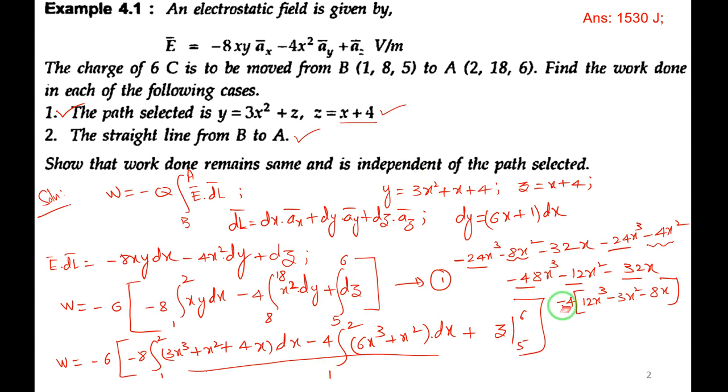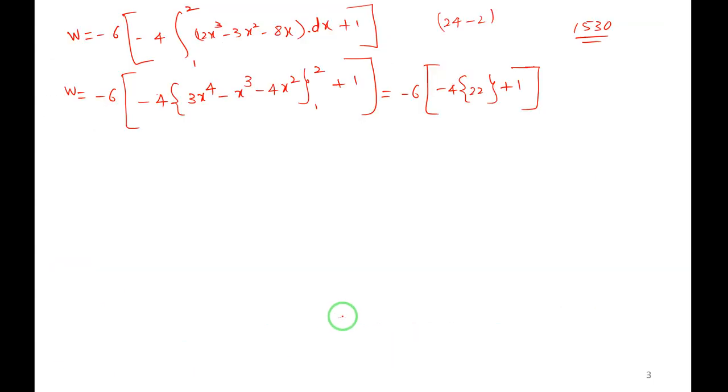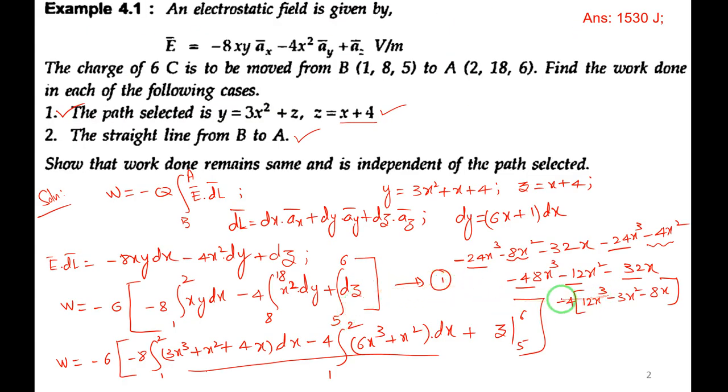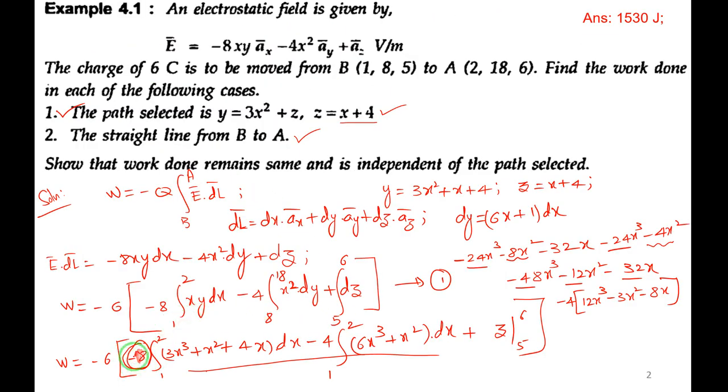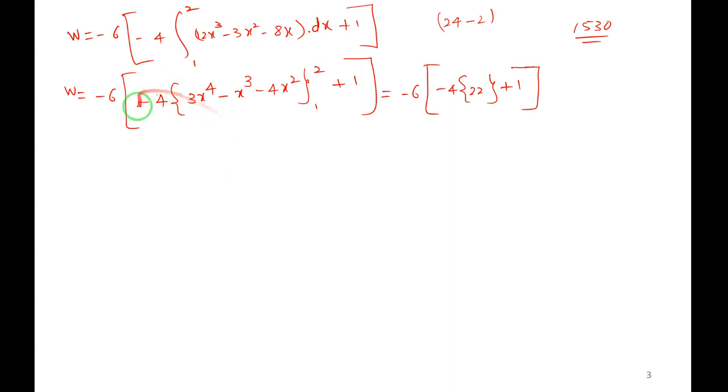If I have made a mistake, please correct me. Yes, minus 4 I have taken outside, but this minus 8 is there, no? This I have missed. Minus 4, minus 8. Minus 4 and this minus 8 I have missed from the first term. Minus 8 I have to take here, into minus 8. Okay, this will come minus 8 minus 4.